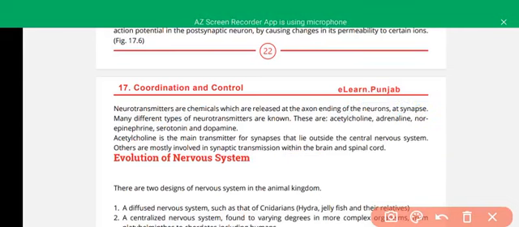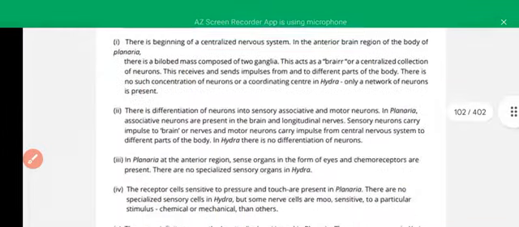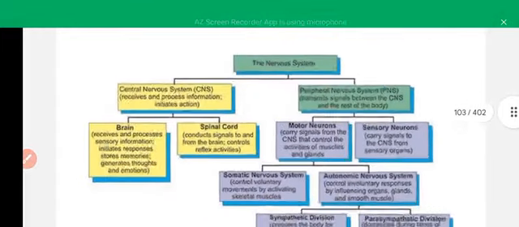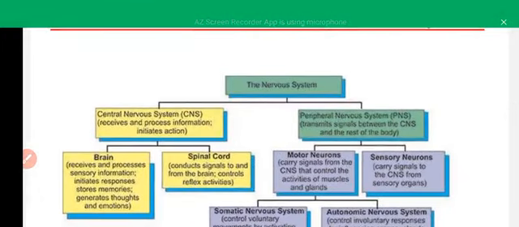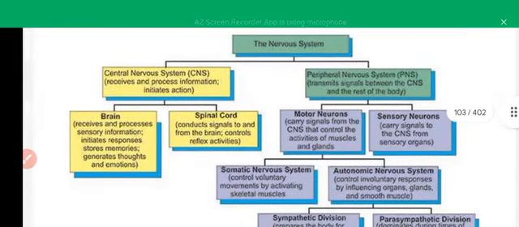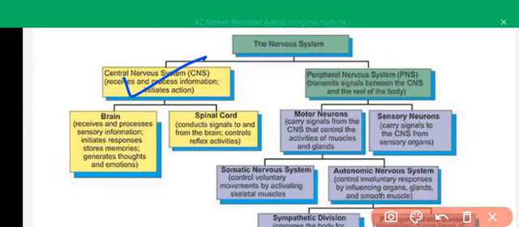Then there is the evolution of the nervous system, it is not included in our syllabus. Then there is the nervous system, the brain is also included. We have to follow the basic divisions of the nervous system in man, then we will study about the brain. The nervous system is composed of the central nervous system, like the brain and spinal cord, and the peripheral nervous system, composed of sensory neurons and motor neurons. These transmit signals between the central nervous system and the rest of the body.